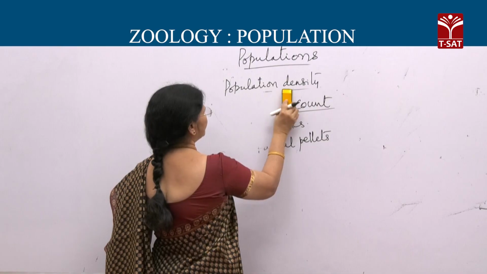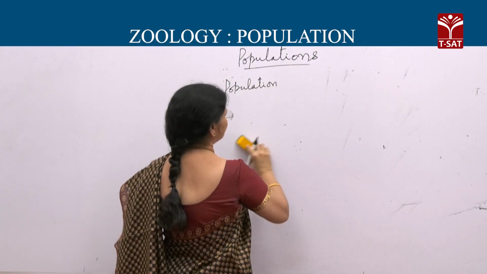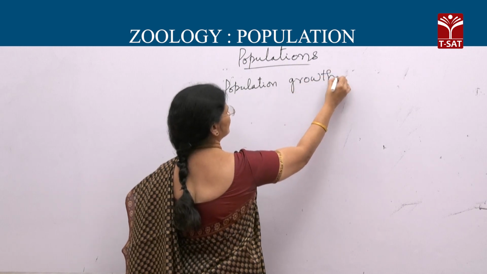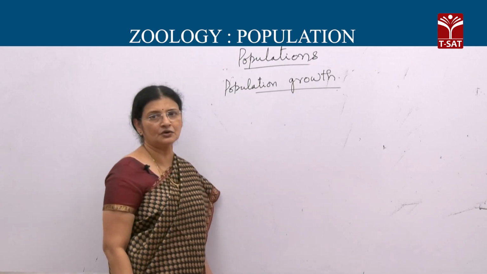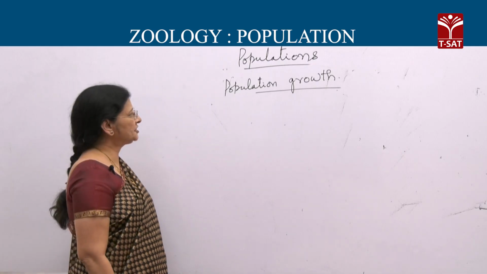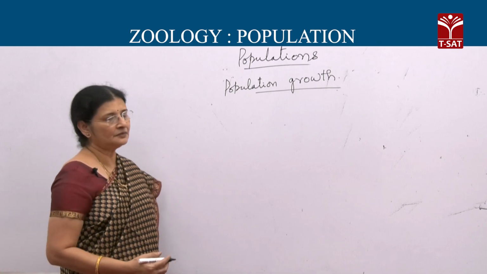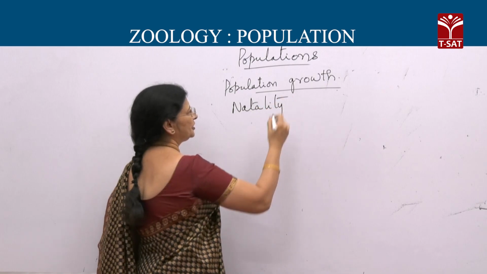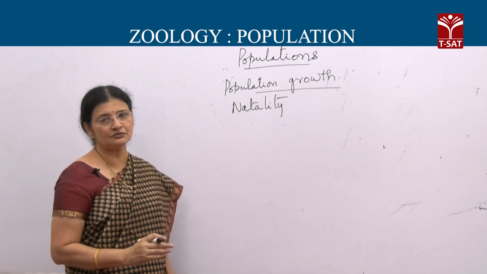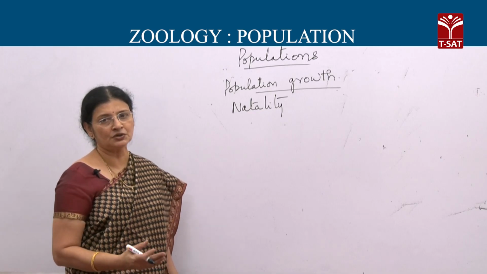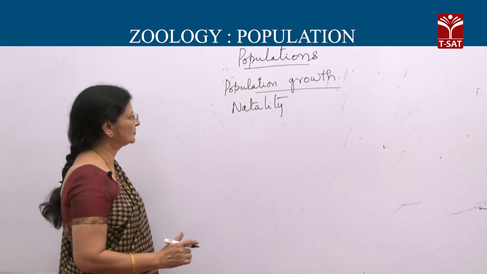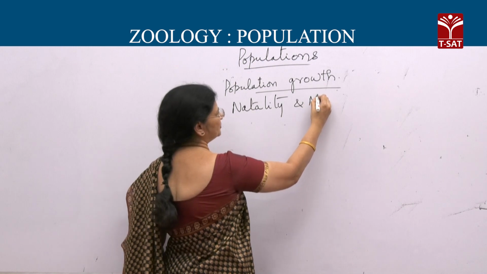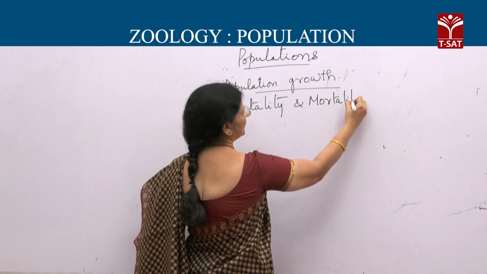And now another important attribute of a population is population growth. The population growth is possible because of natality, as we have discussed already. When natality is more, the population would be growing. When mortality is more, the population would be decreasing. So natality and mortality influence the population growth.